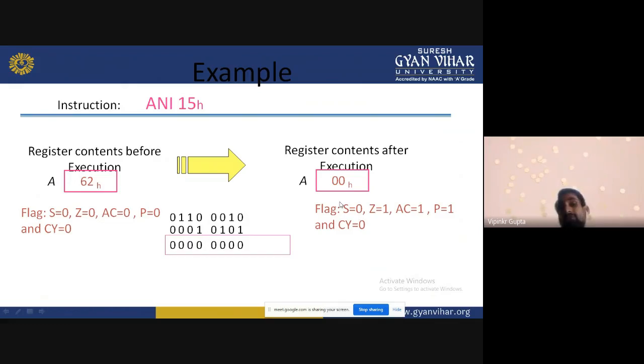Auxiliary carry is always 1, so it's 1. Parity: number of ones is an even number, because none of the bits is 1, so its value is 1. 0 is an even number. Carry flag is always 0, so it's 1.